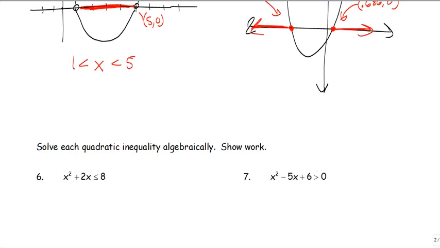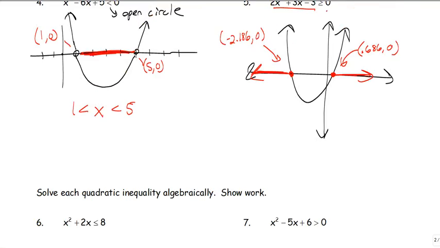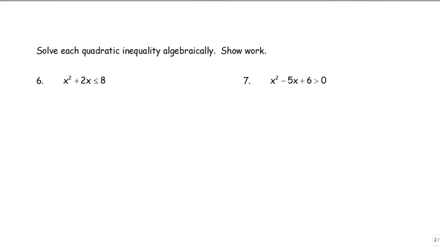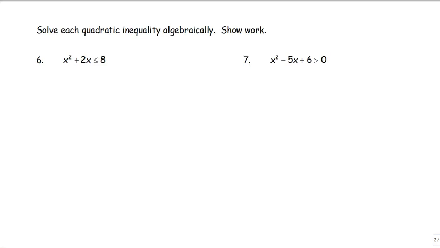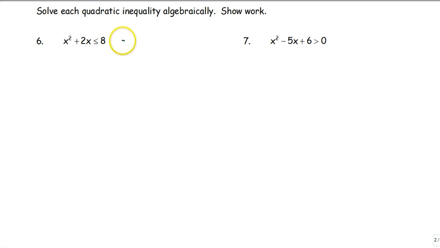Alright, so now we're going to do it algebraically, and it's basically the same thing. You're finding the zeros, and then you're going to do test points. Okay? So in order to find the zeros, though, we have to factor this. So that's what we're going to be doing. So we got x squared plus 2x minus 8 is still less than or equal to 0. So, in order to do this algebraically, you have to find your, like I said, your test points.